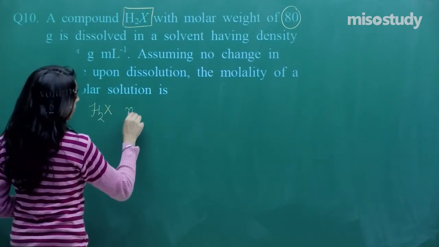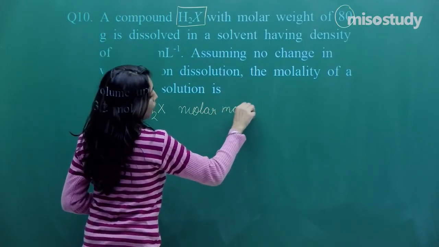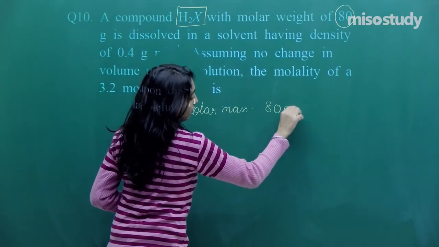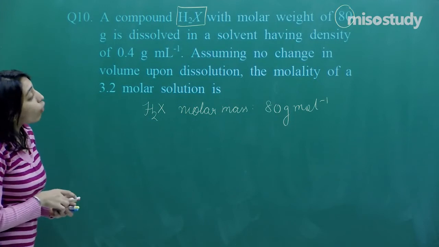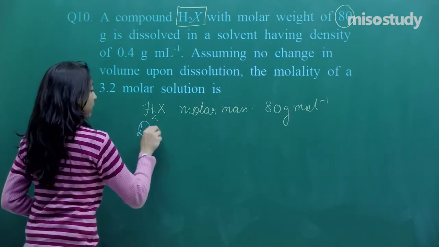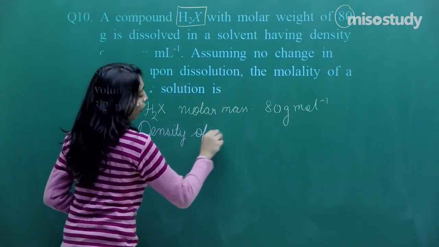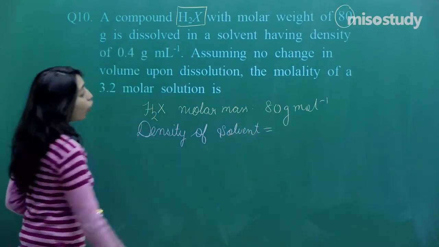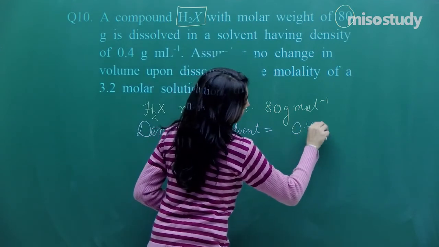With the molar mass, how much? 80 grams per mole, is dissolved in a solvent having the density. I don't know what solvent, but the density of the solvent is given to be 0.4 grams per ml.